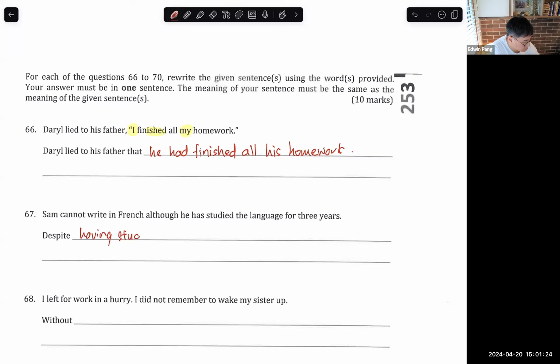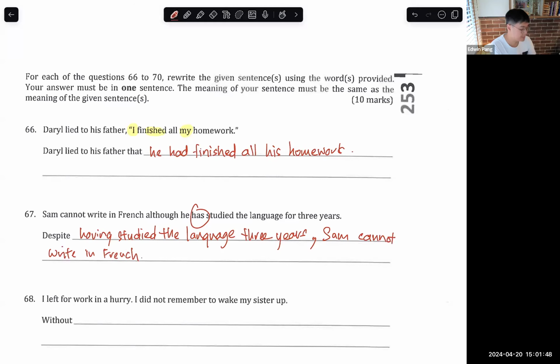studied the language, despite having, I got it from has, right? So despite having studied the language for 3 years, and when the connector comes to the front, a comma takes its place, comma, Sam cannot write in French.